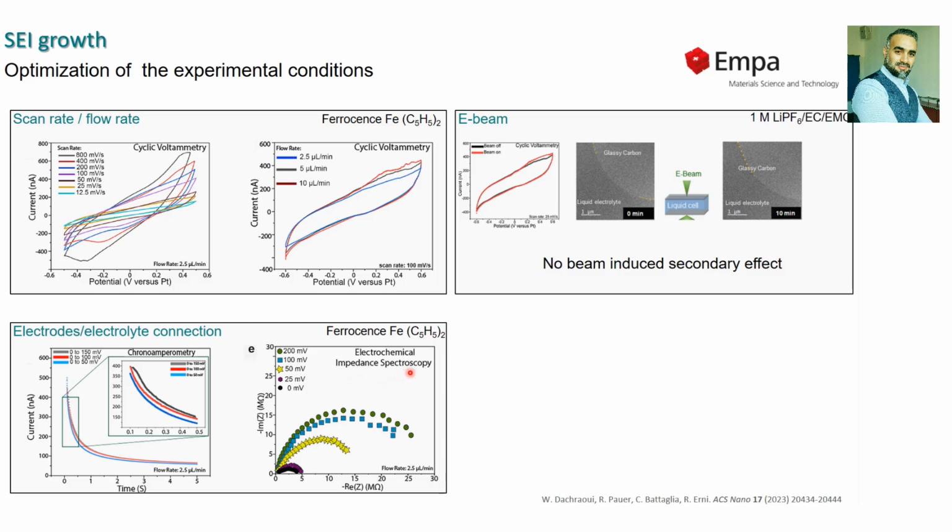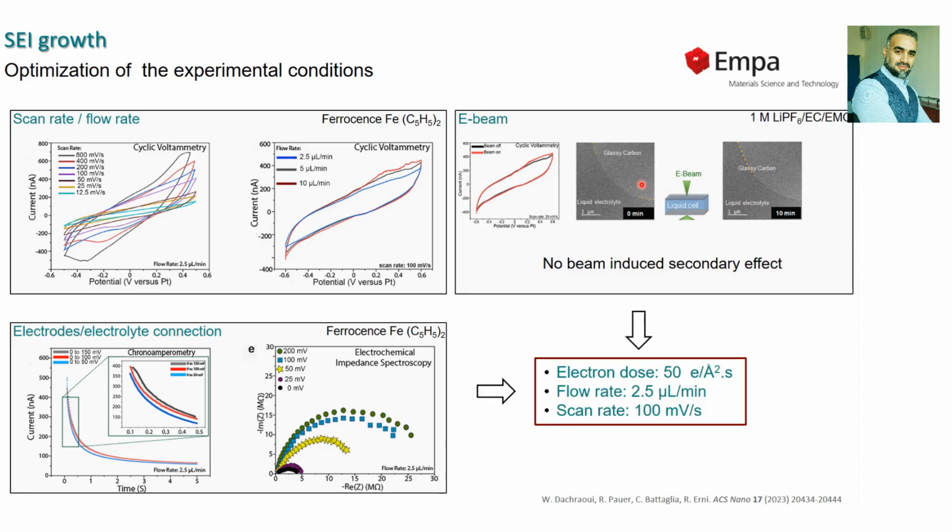The electron beam effect on the electrochemistry with the beam off and the beam on is tested, and we also optimized the electron dose to make it possible to image the electrolyte without any secondary effect. Here are the parameters chosen for our experiment for solid electrolyte interface growth and lithium dendrites. The electron dose is here, the flow rate is 2.5 microliters per minute, and the scan rate is 100 millivolts per second.